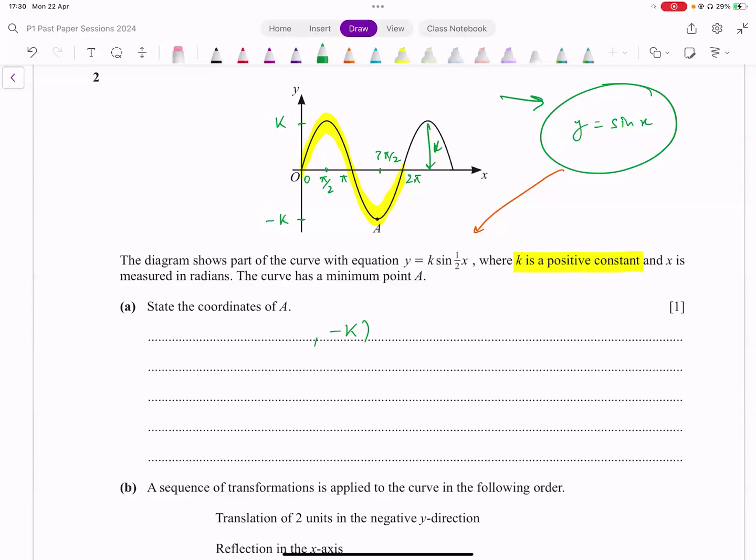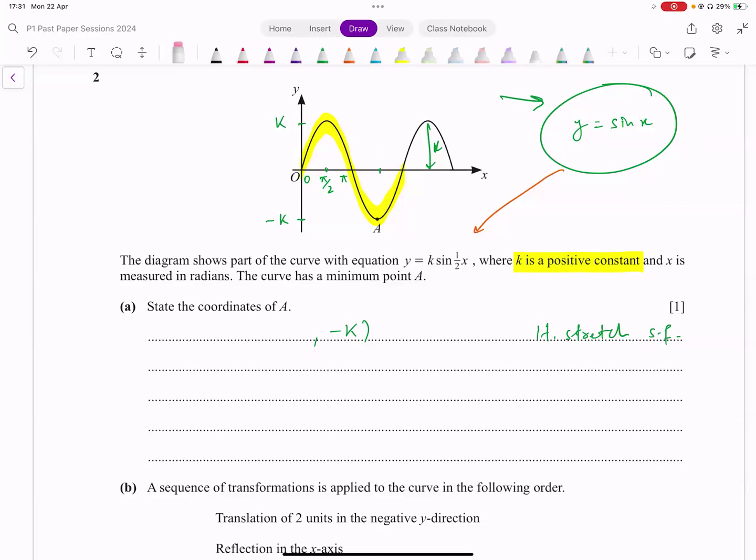Now, what about the x coordinate? What is the transformation that is happening horizontally? Half x. What does that mean? You're dividing by 2 inside the function. In horizontal transformation, things work the other way around. So if you're dividing by 2, that means it's a horizontal stretch of scale factor 2. So the period of the graph that was from 0 to 2 pi earlier, what is that going to become now once the graph gets stretched? The period of the graph is going to become 2 pi into 2, that's 4 pi.